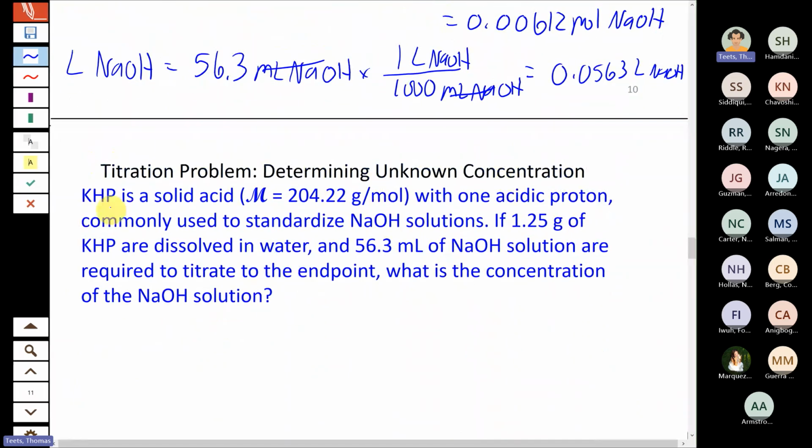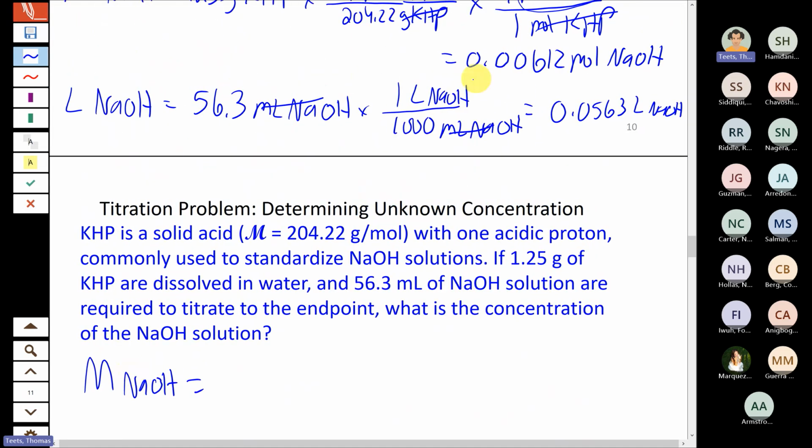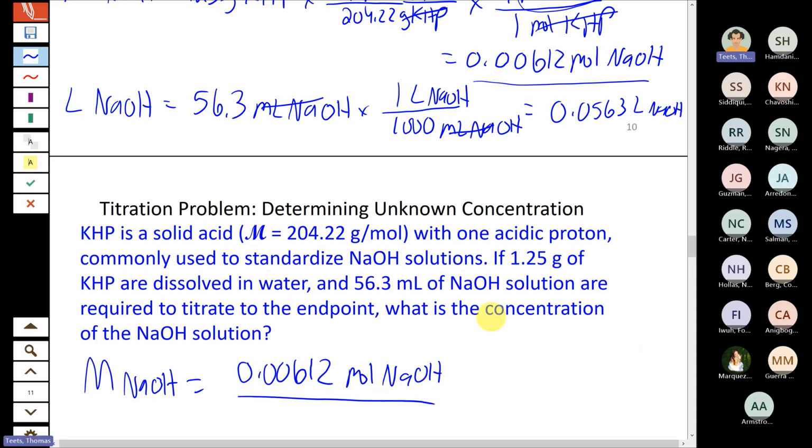Okay, so I gave myself another page here because we do need it. So the molarity then of the NaOH solution, that's the final number we're looking for, is the number of moles that we calculated, which is that number there, 0.00612, and the volume in liters, which is 0.0563. So if we forgot to convert that to liters, we would get the wrong number here, because molarity is always moles per liter.